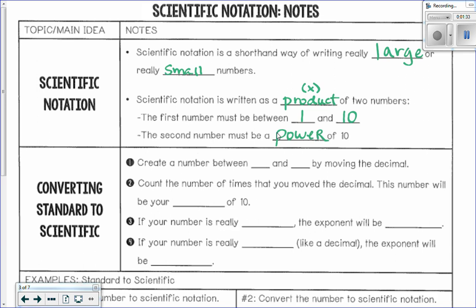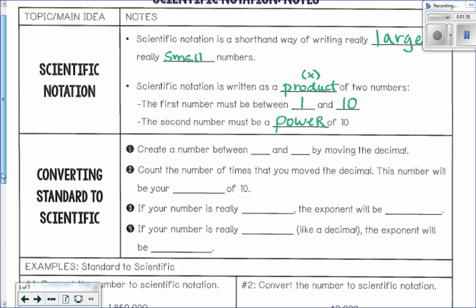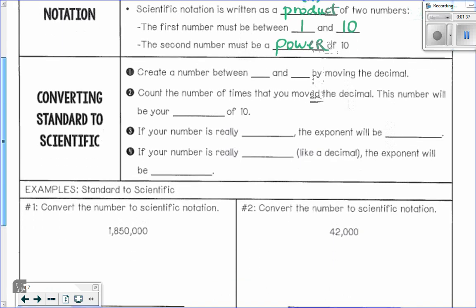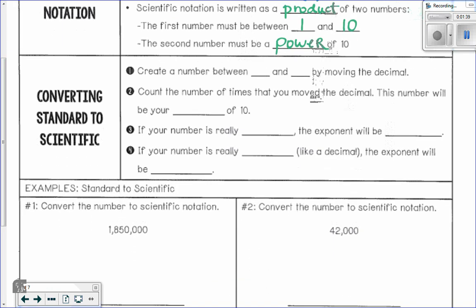So, converting standard to scientific notation. We're going to take a few notes and then we'll practice. We're going to create a number between 1 and 10. Good. That's our first step. So let's do that while we do example number 1.